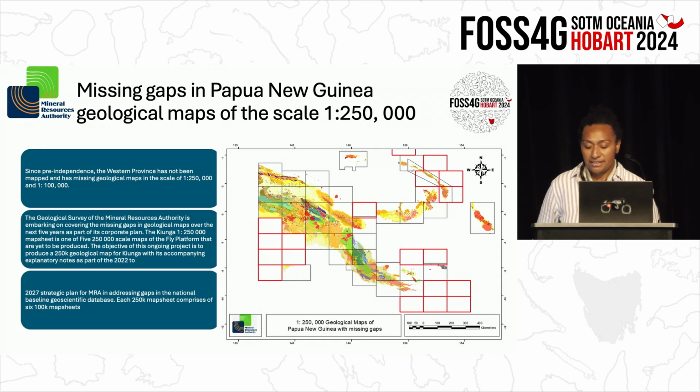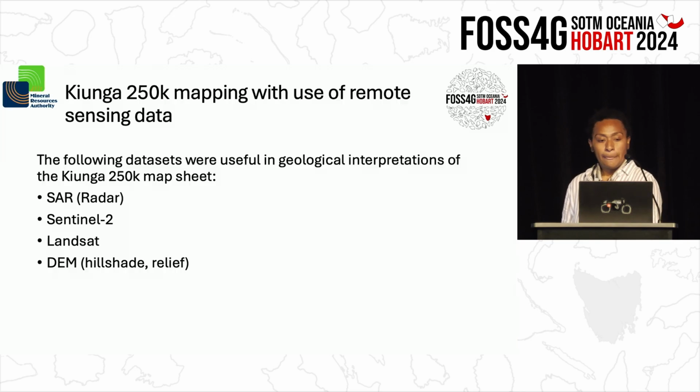Since pre-independence, 1975, a total of over 5 map sheets in the southern plains of Papua New Guinea were not completed. Under MRA's corporate plan, they've planned to cover these data gaps. Kiunga-1 250,000 is the first map sheet of the project that we are undertaking at the moment.